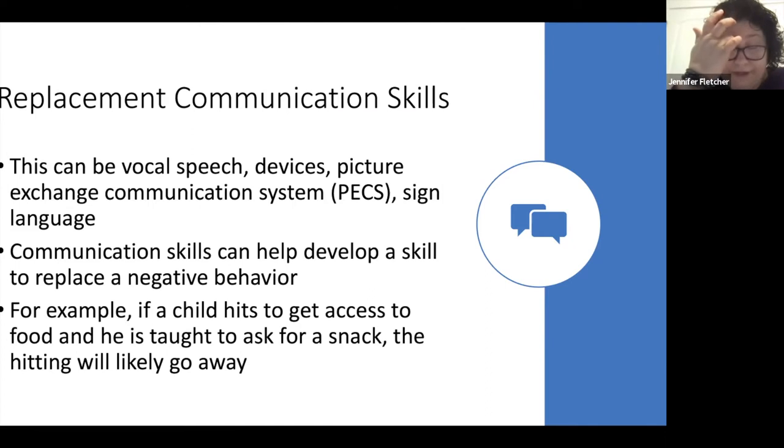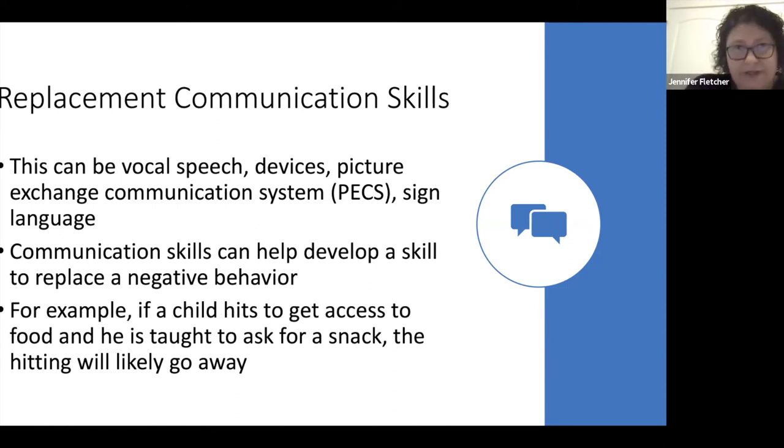I have a nephew right now whose mom put together just a picture of the fruit pouches that he likes and put it on the fridge so that he could at least start tapping it to let her know that's what he wants, instead of engaging in screaming communication. High-tech things such as using an iPad, low-tech, using picture exchange communication system, which is where you have pictures of preferred items and they learn to give it to you to ask for things.